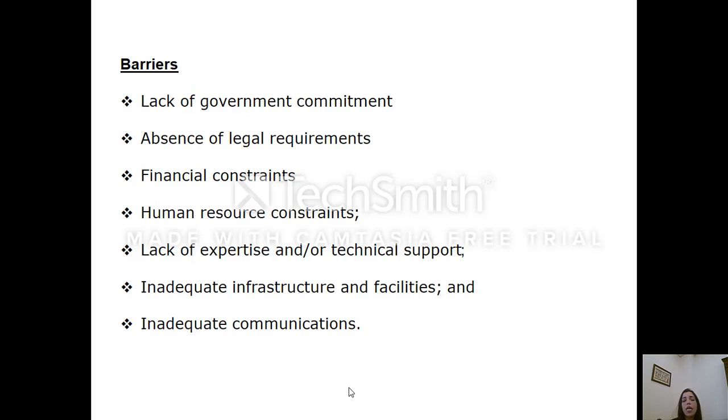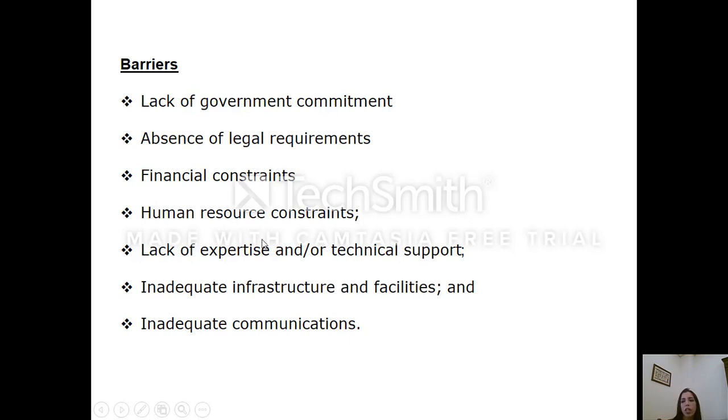Financial constraints, since HACCP implementation is costly, implementation-wise, infrastructure-wise, as well as consultancy-wise and expertise. HR constraints, sometimes we do not have enough educated manpower to fulfill the requirements of HACCP. Lack of expertise, because in some food commodities we don't have expertise in Lebanon. Inadequate infrastructure and facilities, especially if the industry is too old and does not have a facility able to fulfill the requirements of HACCP.